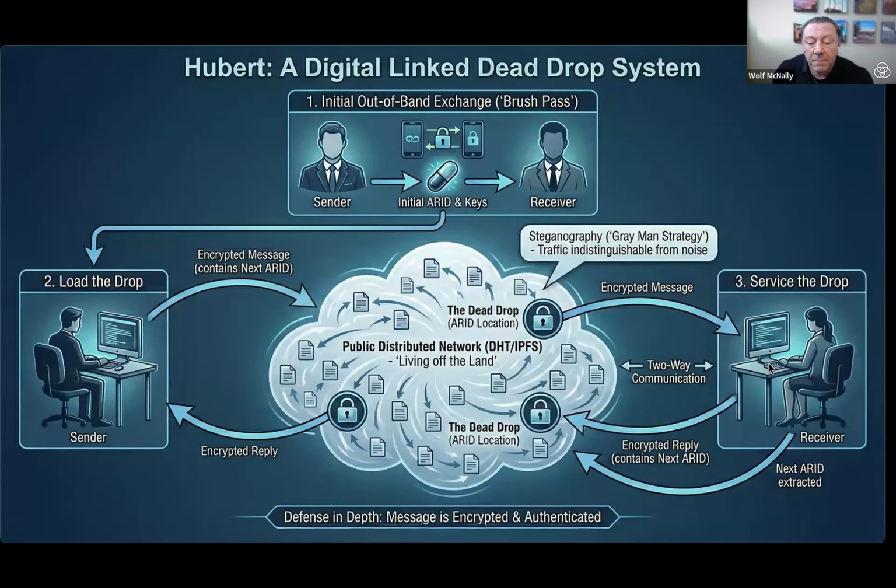Once a message is in there, a person can be polling the ARID they were given in the brush pass. And then when a message appears there in Hubert, which is in any of these networks, they can retrieve it, deobfuscate it, decrypt it, verify the signature, create their own message, and then send it back through Hubert, where, because the message contained the next ARID, they'll know where they're looking for the response. And that can continue back and forth among as many parties as you want, as many times as you want.